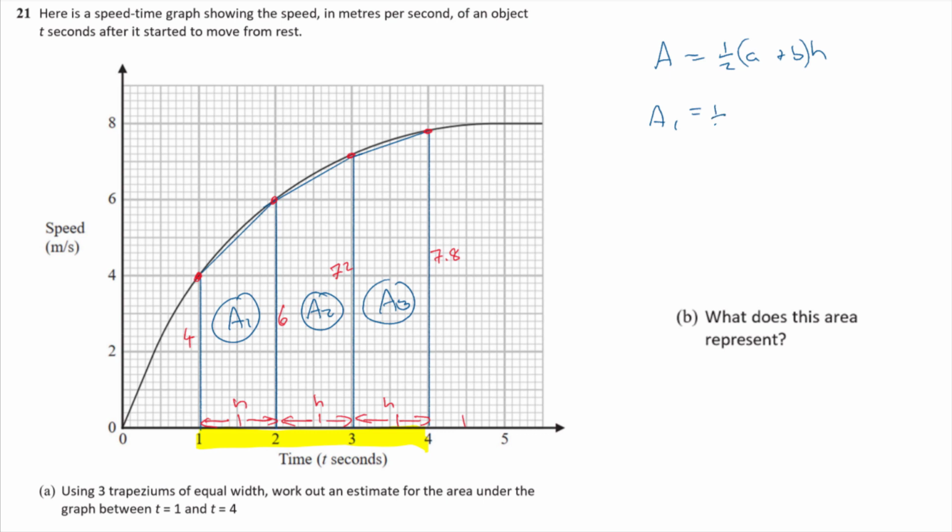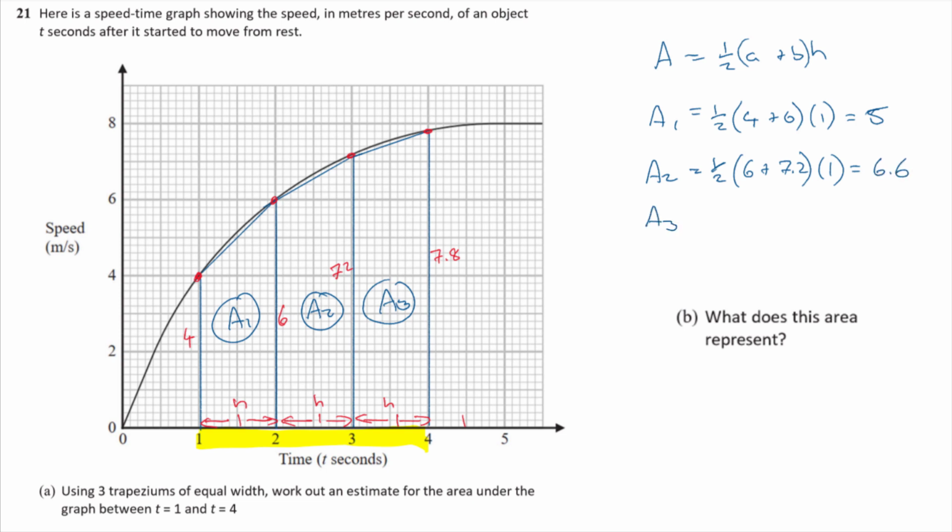So for area 1, I've got half (a plus b), where a is 4 and b is 6, times h, which is 1. What's that then? 4 plus 6 is 10, times 1 is 10, divided by 2 is 5. So that's 5. A2 is half of 6 plus 7.2 times 1. What's that? 6 plus 7.2 is 13.2, divided by 2. 6.6.